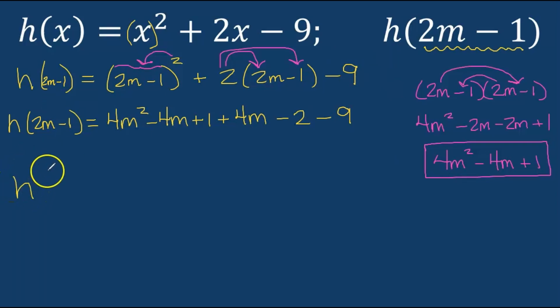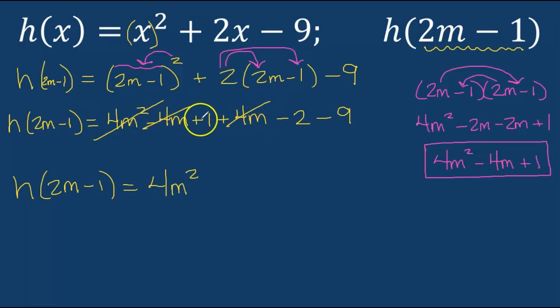Finally, it's time for us to combine anything that is a like term. Remember that m squareds can't go with regular m's, and there's only one term that has an m squared, so I'm just going to copy it down. I have a negative 4m and a positive 4m, so I'm happy they cancel each other out. And now I have a 1 minus 2, which leaves negative 1, minus 9, which leaves negative 10.